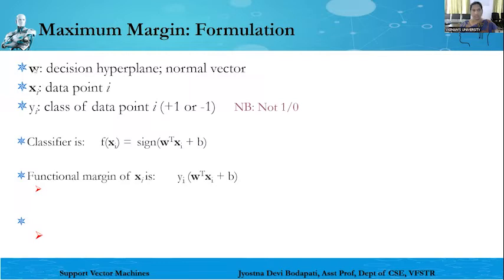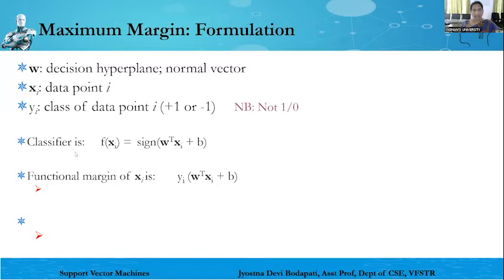Let's continue the formulation of the maximum margin. Let's assume w is the decision hyperplane, which is normally a vector, and xi is the ith data point in the training data, and yi is the ground truth class label corresponding to the ith sample xi. And remember, yi should be either +1 or -1. It cannot be 0 or 1.